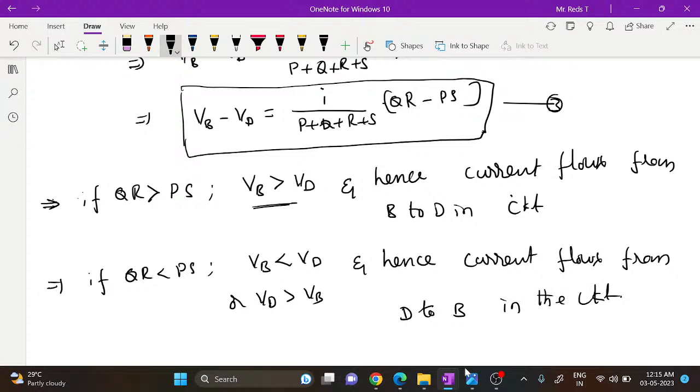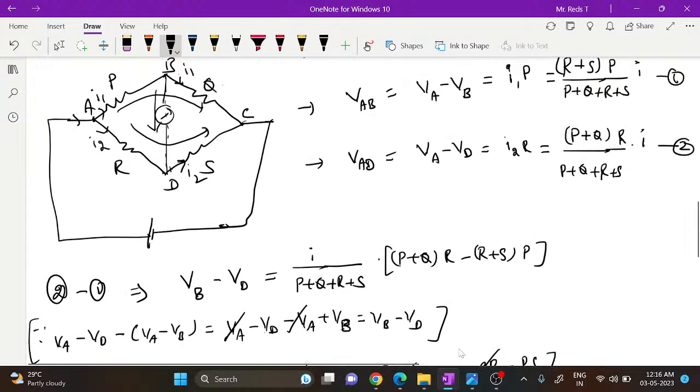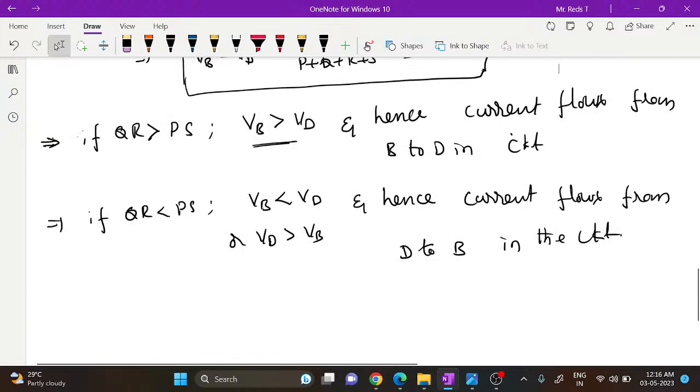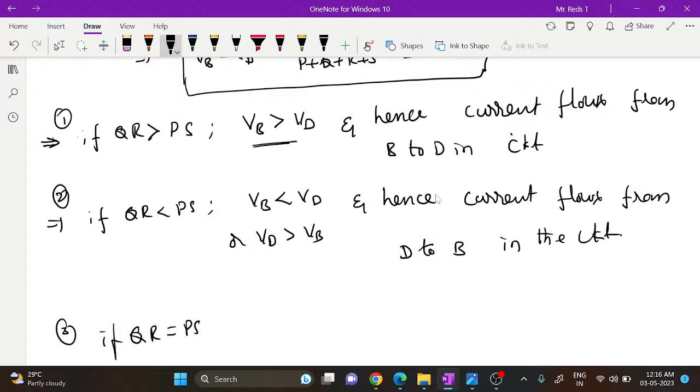CKT means circuit. If both QR and PS are equal, in equation 3, QR minus PS will be 0. Potential difference between VB and VD is 0. That means VB minus VD is 0, so VB equals VD. Both are at the same potential, so no current flows. Then that will be the balancing condition. That is the third condition: if QR is equal to PS, then VB is equal to VD. Potential at B and D is the same, so no current flows.